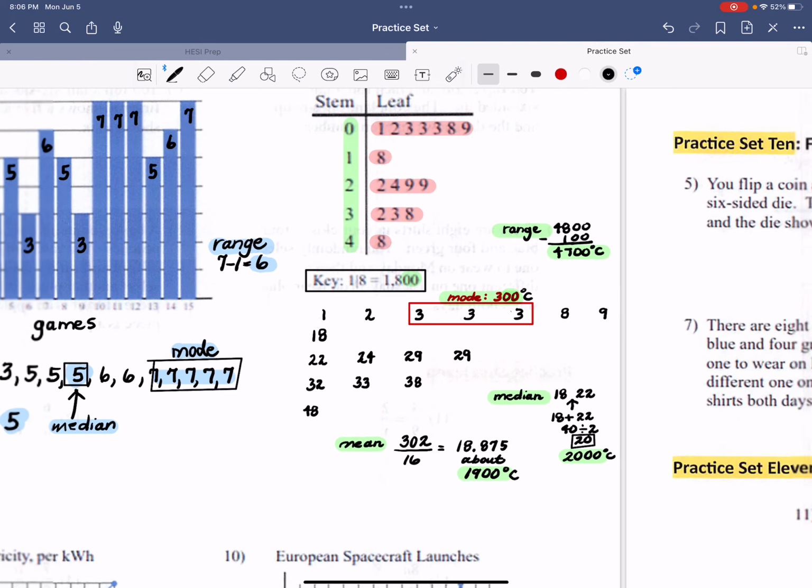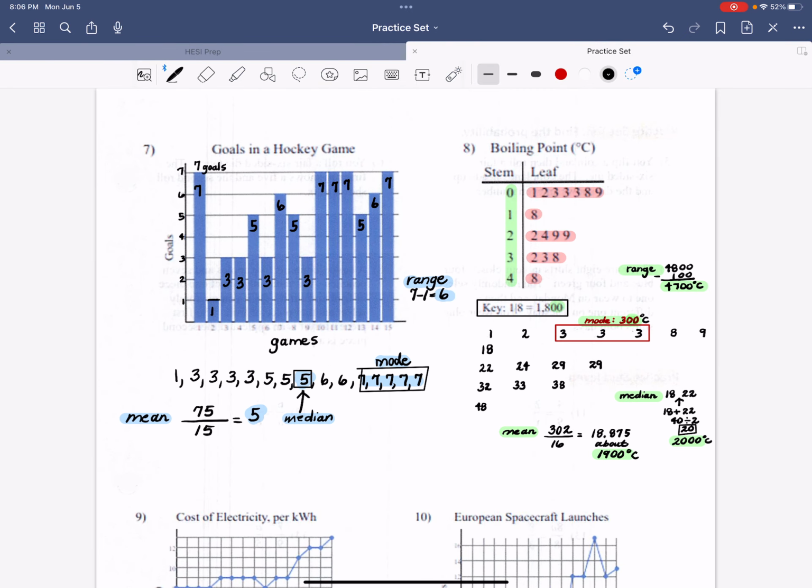That's a tough problem. Those stem and leaf plots are hard if you've seen them before. But if you've never seen one of those, they are not for the weak-hearted.